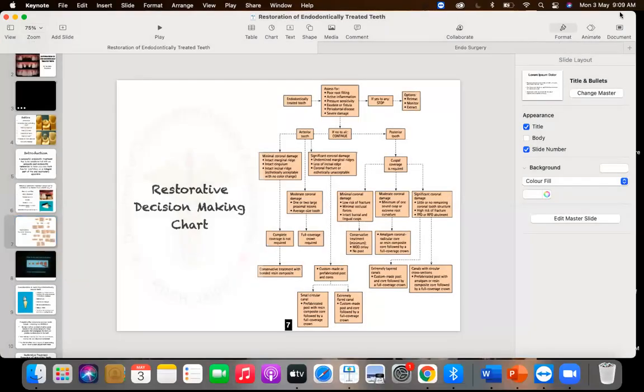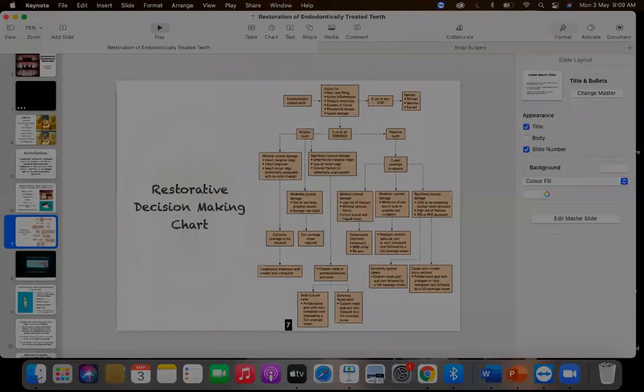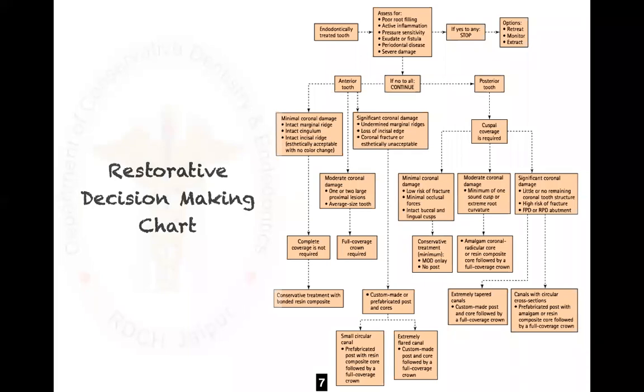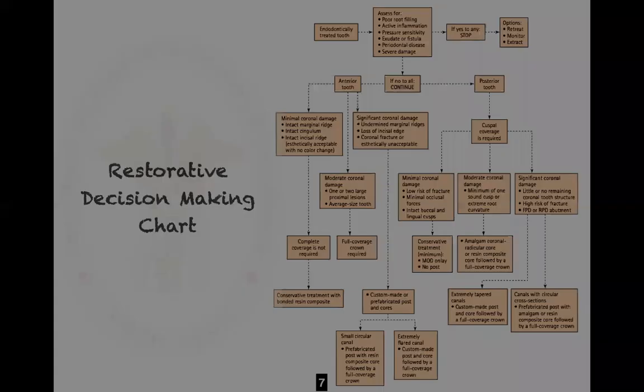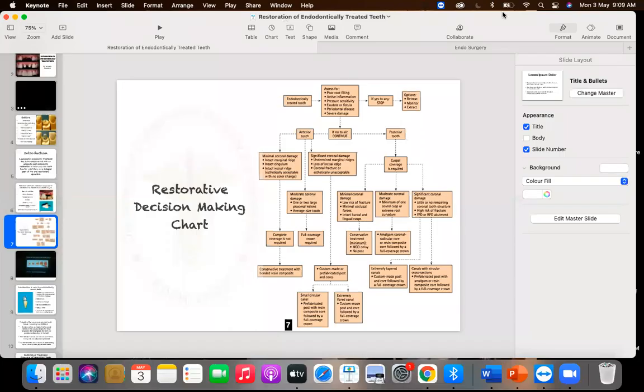So this is a very beautiful decision making chart given in Grossman. I want you guys to go through Grossman if in case you get your hands on it. Let me just put it aside. It is disturbing me.